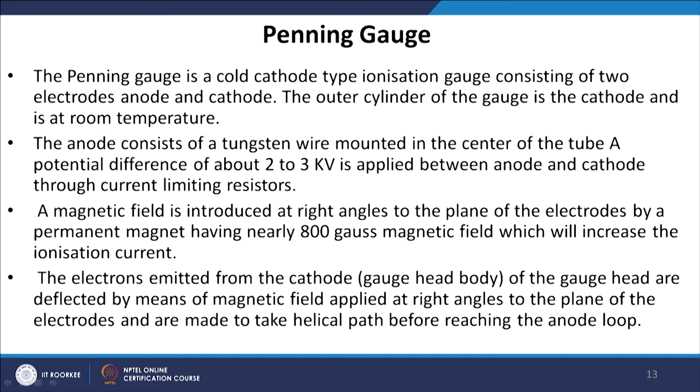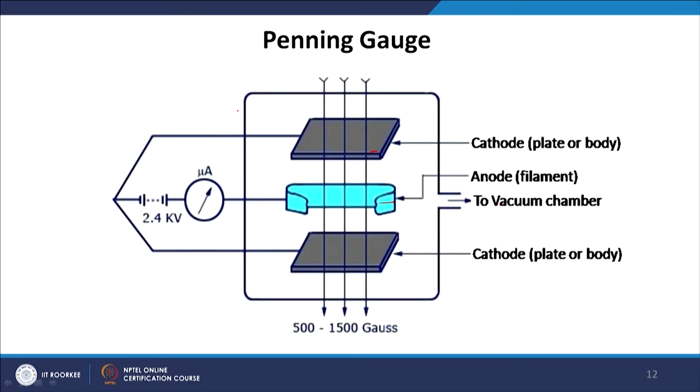Okay. So, the Penning gauge is a cold cathode type ionization gauge consisting of two electrodes, anode and cathode. The outer cylinder of the gauge is the cathode, and it is kept at room temperature. The anode consists of a tungsten wire mounted in the center of the tube. A potential difference of 2 to 3 kilovolts is applied between anode and cathode through current limiting resistors. Again, if you go back to our previous diagram, there is a filament and a cathode, and we are applying a voltage of 2 to 3 kilovolts between this cathode and anode through this resistance, right.